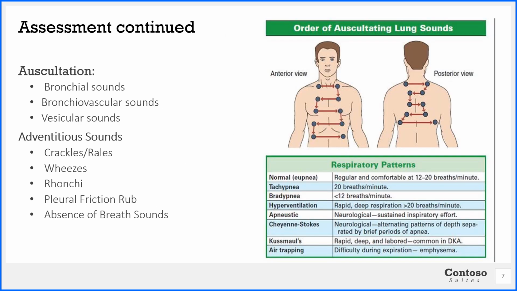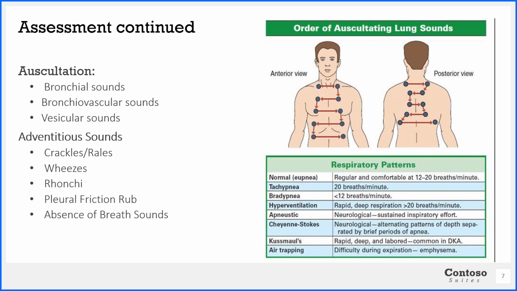This is a pretty cool slide. It has assessment continued, but it gives you the order of auscultating your lung sounds, so that's your anterior and your posterior views. You're looking for the bronchial sounds, bronchovesicular sounds, vesicular sounds. And your adventitious sounds are your crackles and rales, your wheezes, rhonchi, pleural friction rub, absence of breath sounds.